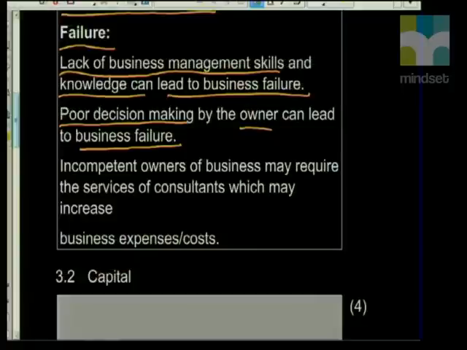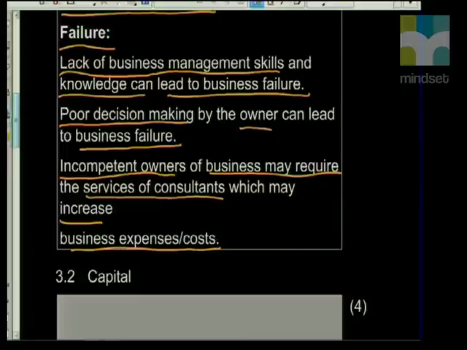Another cause for failure would be that incompetent owners of a business may require the services of consultants, which may increase business expenses. So, carrying on from what I said earlier, you can't necessarily do everything all the time, and hiring an expert or a consultant to do those certain business functions for you will increase your costs because you're obviously paying an outside person to do the job. But again, it could be a good or a bad thing, because if you're not going to do it right, it probably makes more sense getting somebody to do it for you. So that was 3.1 management.